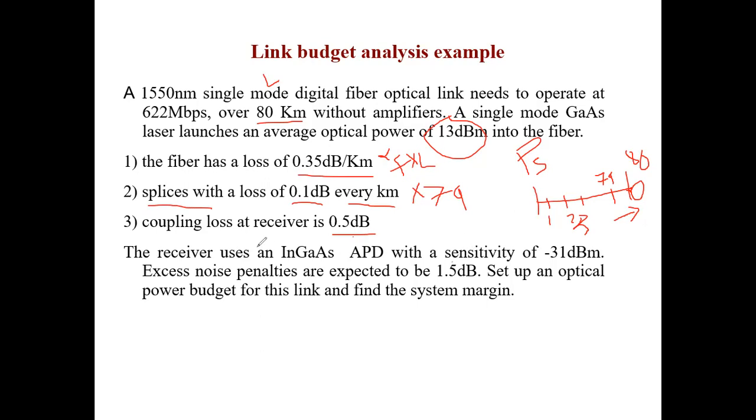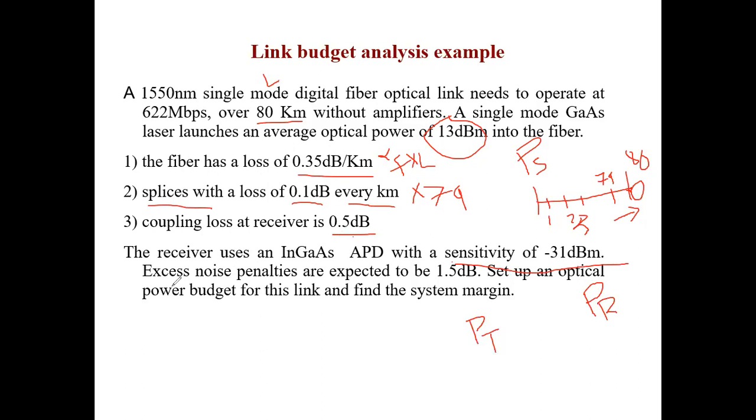Then the receiver uses an indium gallium arsenide APD with a sensitivity of minus 31 dBm. So here your PR is given. So you have your PS, you have your PR, so you get your PT. PT is your PS minus your PR. So this PT is then allocated to all these losses.